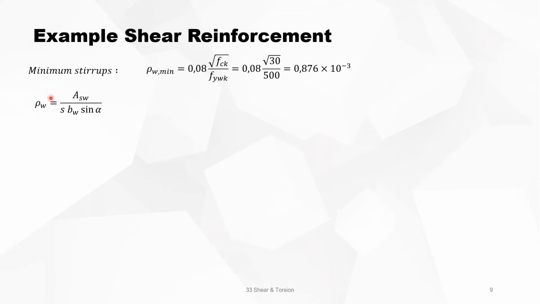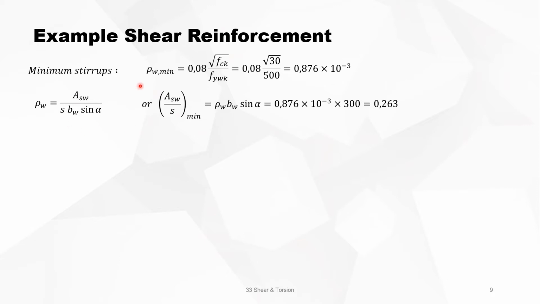The density of stirrups is defined as the cross sections of the stirrups divided by the spacing of stirrups, divided by the width of the concrete section, and sinus alpha. Alpha is now 90 degrees, so that's 1. So it's ASW divided by S BW. Take care, there is a BW coming in.